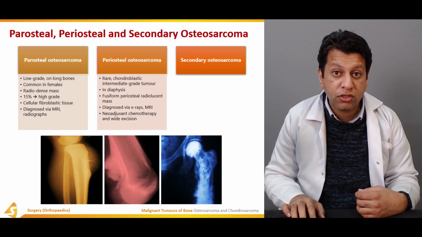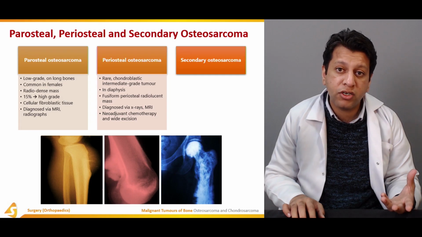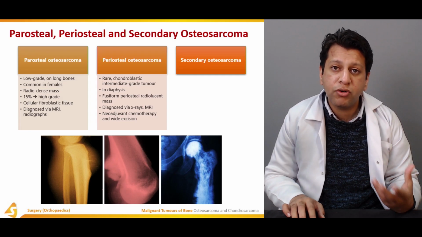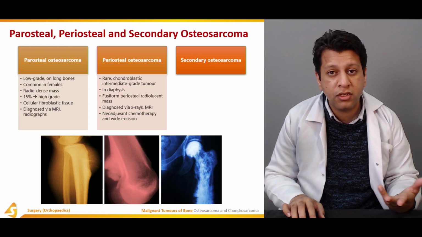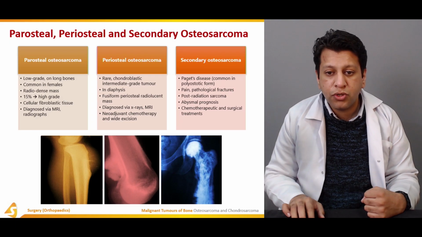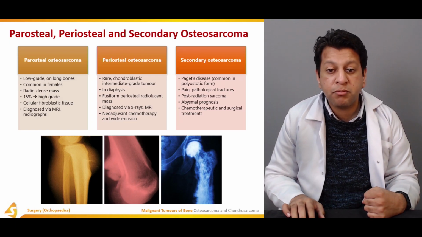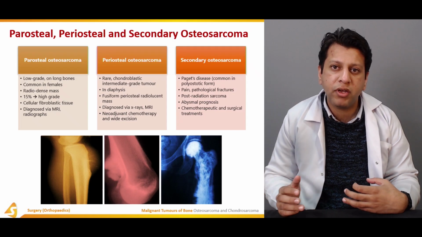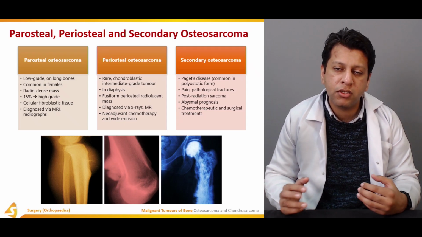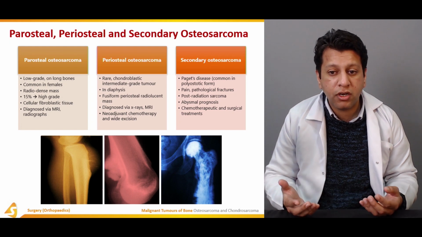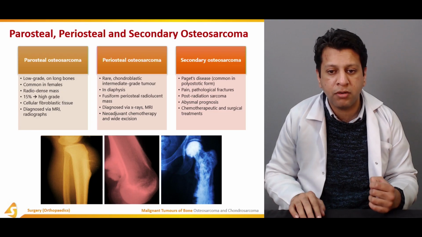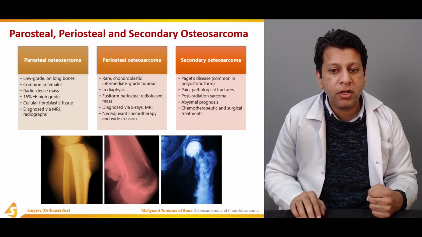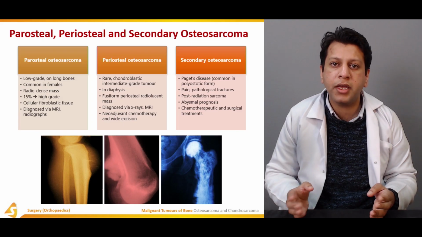Coming to the secondary osteosarcoma, as I told you, it is usually secondary either to Paget's disease or to radiotherapy, which was previously done for some other disease in that area. It commonly presents with pain and pathological fractures, and is called Paget's sarcoma if secondary to Paget's disease, or radiosarcoma or post-radiation sarcoma if secondary to radiation therapy. Treatment is chemotherapeutic and surgical, same as for high-grade osteosarcomas.